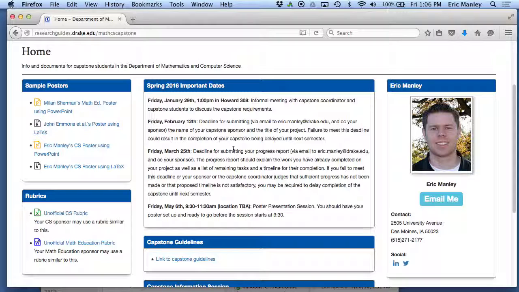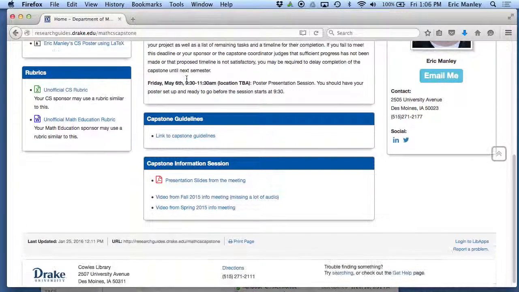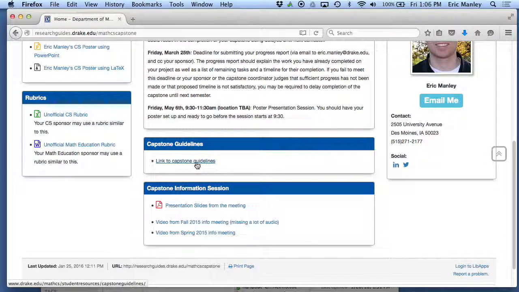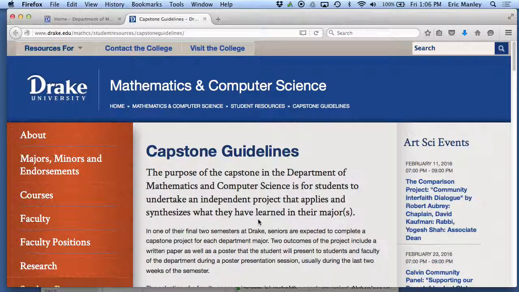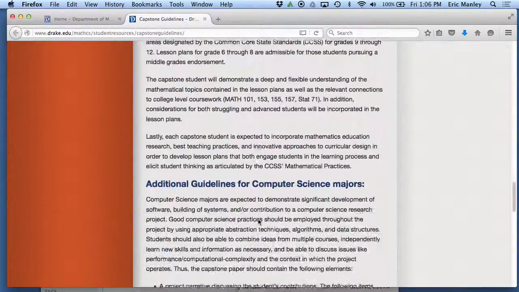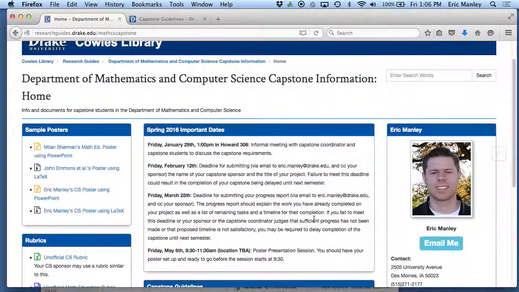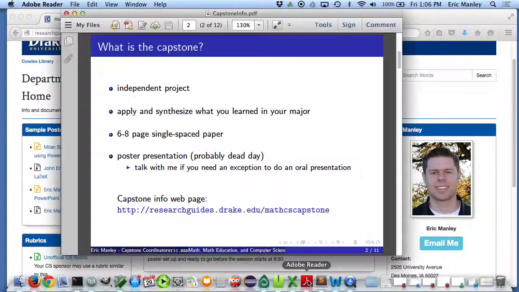If you want to contact me, there's an email button right there. And then I have some sample posters and links to the capstone guidelines. That's a good thing to be aware of. There's a specific set of guidelines that lays all of this out in a lot more detail. This is a good thing to go through and read as well. I'm going to try to cover the important stuff right now. And then hopefully I'll get this video up there as well.